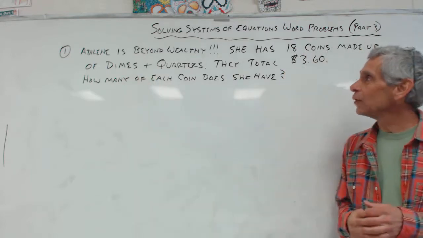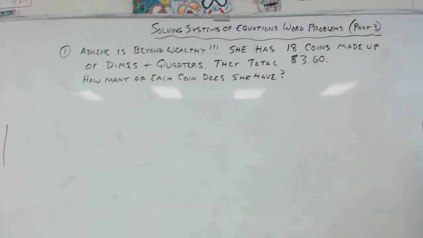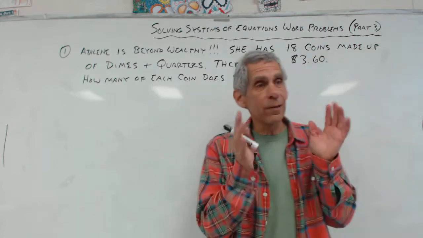Adelaney is beyond wealthy. She has 18 coins made up of dimes and quarters, and they total $3.60. How many of each coin does she have? So let's think about it.